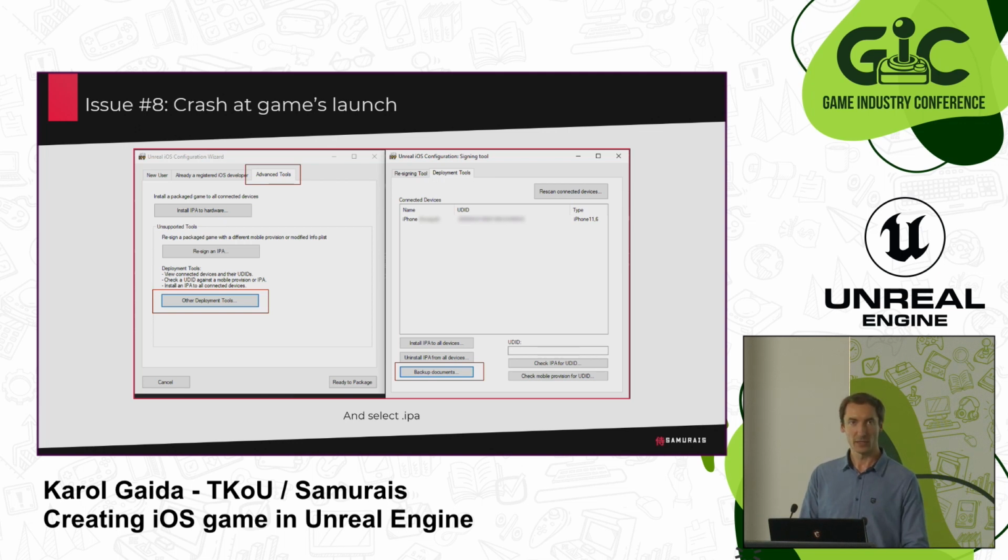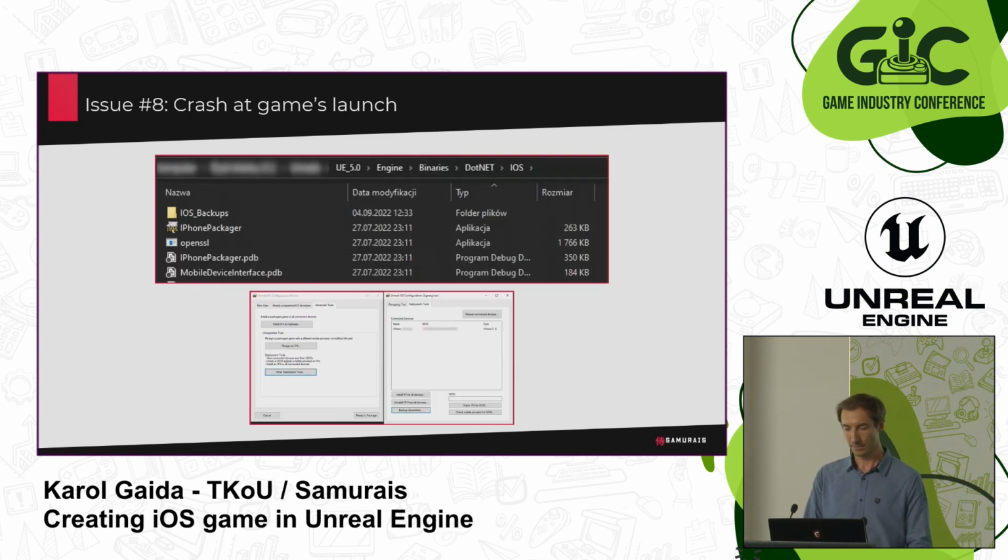For accessing Unreal logs on iPhone, we can use the iPhone packager. Just go to Advanced Tools, Other Development Tools, Backup Documents, and select the packaged game that was installed on the device. The packager will save the logs to the iOS backups folder. It will be located in your project directory or next to the iPhone packager exe, depending on whether we selected the uproject file for the iPhone packager or not.